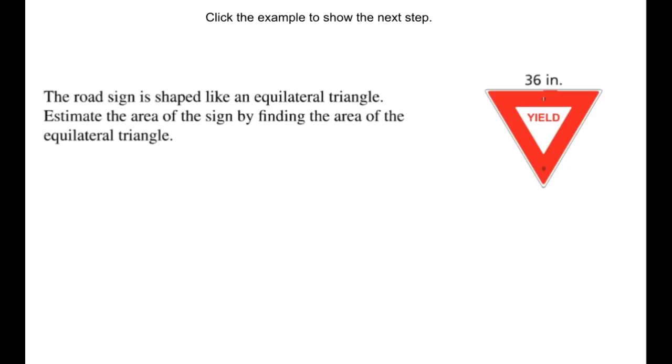Now here's our real-world example, that second learning target. The road sign is shaped like an equilateral triangle, and I know that equilateral triangles have the same measure on all sides and their angles are all the same. So estimate the area of the sign by finding the area of the equilateral triangle.